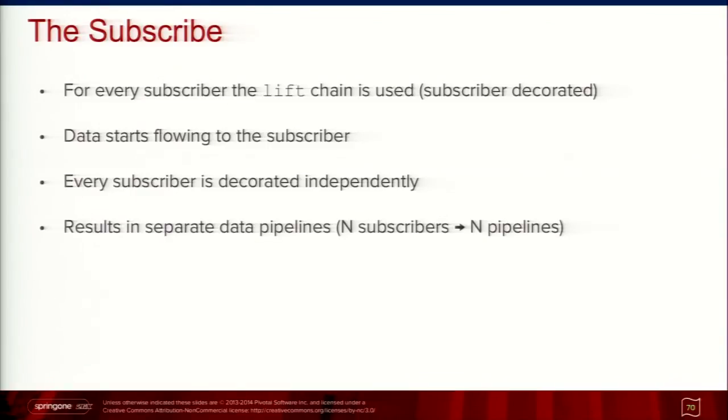Now, when there is an actual subscribe, the lift chain actually gets triggered, which means that the subscriber becomes decorated once for each operator there is. And at that point, the data can start flowing, and each operator starts applying operations on the data. And every subscriber out of the box is operating independently, which means that you have separate data pipelines. If you have 5 subscribers, each one is getting all that stuff passed down the data pipeline.